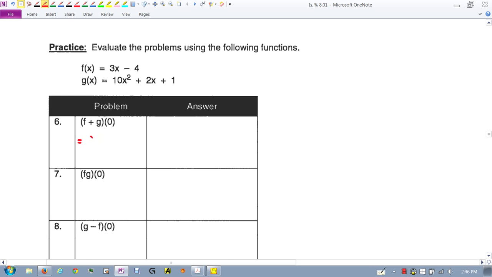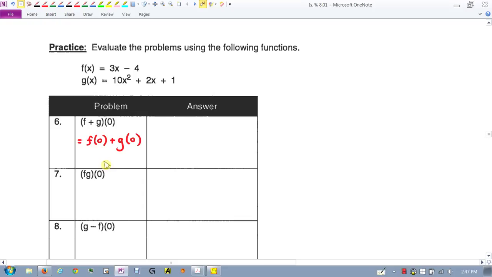It means we're going to take f and plug in 0, plus g and plug in 0. That's what this notation means. Don't look at it as distributing or anything like that. This is purely notation. This means this. Now you have to figure out what those are.